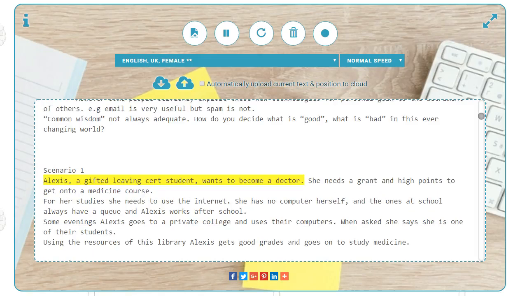Scenario 1. Alexis, a gifted Leaving Cert student, wants to become a doctor. She needs a grant and high points to get onto a medicine course. For her studies she needs to use the internet. She has no computer herself, and the ones at school always have a queue, and Alexis works after school. Some evenings Alexis goes to a private college and uses their computers. When asked, she says she is one of their students. Using the resources of this library, Alexis gets good grades and goes on to study medicine.